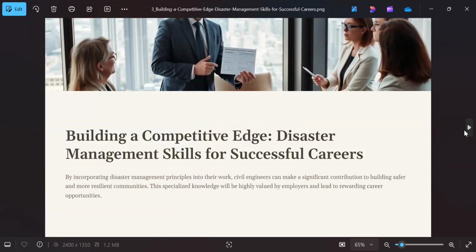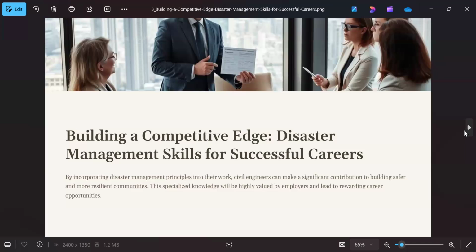Building a competitive edge: disaster management skills for a successful career. As we just discussed, if you have the skills and the knowledge of disaster management, you have an edge over others. Because when we see how many engineers are getting out of engineering colleges every year, there are lakhs of engineers, and civil engineering is core. Every engineering college these days has civil engineering and computer science engineering. So a lot of students are passing out every year. So what skill will give you an edge over other civil engineers?